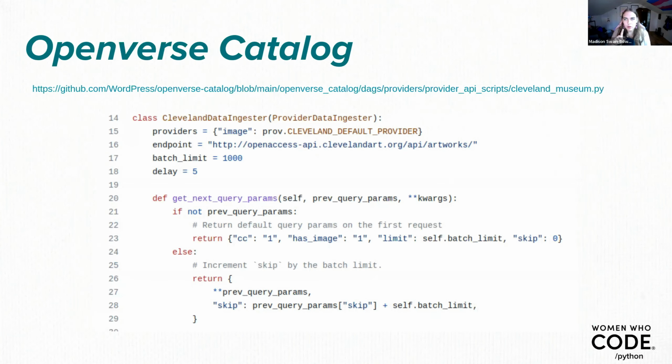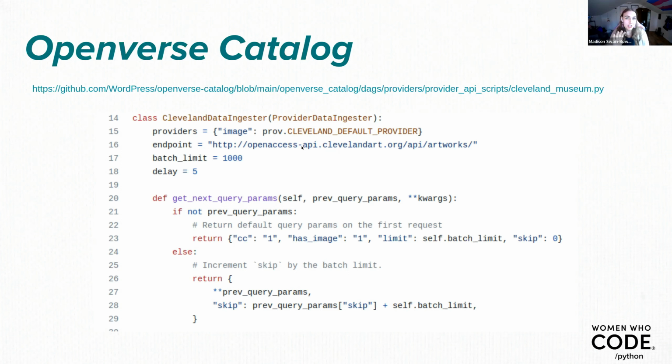And this is what one of those provider scripts looks like. This is on the Openverse catalog repo. It's the Cleveland data ingester, so this is for the Cleveland Art Museum. And you can see the endpoint on line 16 right there. That's like the top level endpoint that we use.